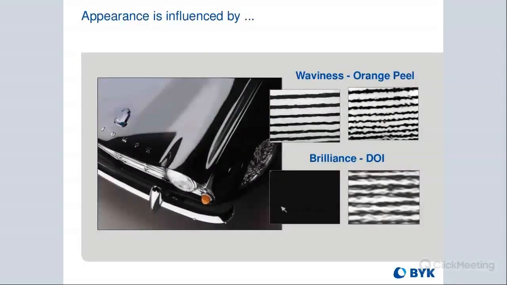So we should be seeing what we would refer to as a brilliant surface on the left, or one that has good DOI. DOI is distinctness of image. If you look at your reflection in the surface, it's how crisp and clear and bright and good looking the reflected image would be. And here on the right, this would be an example of a kind of hazy surface with not so good DOI. I'm sorry, you don't have anything to really compare that to.